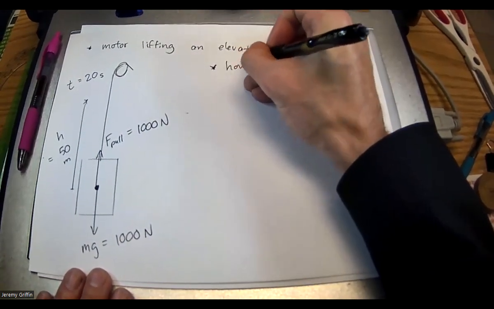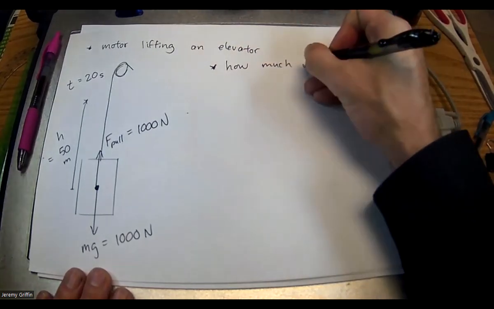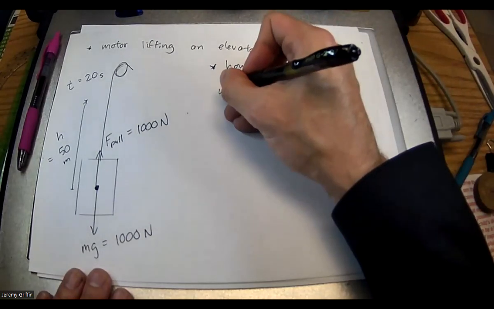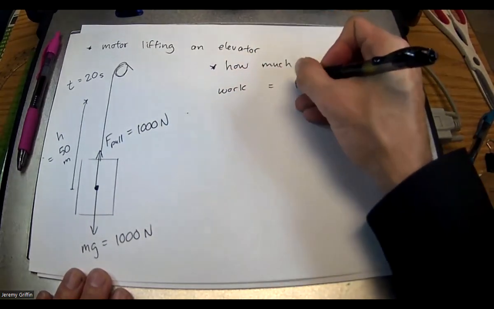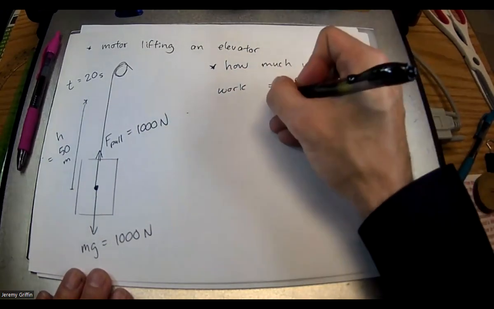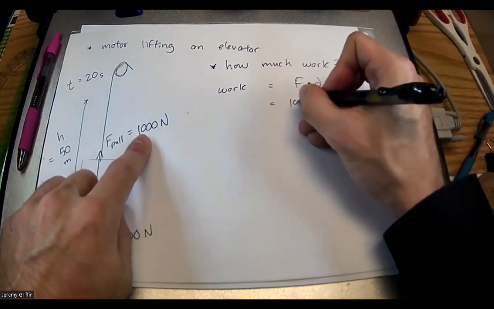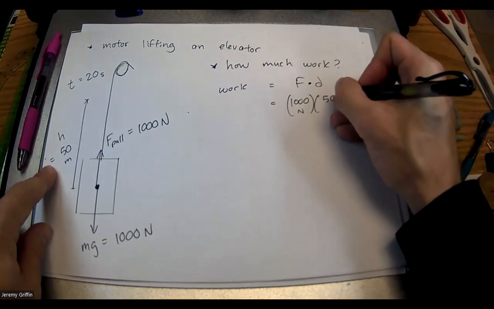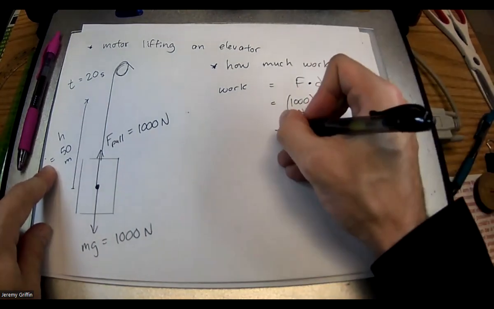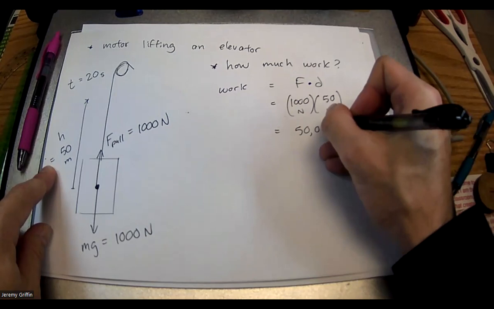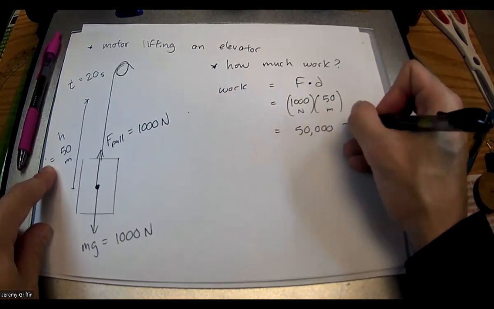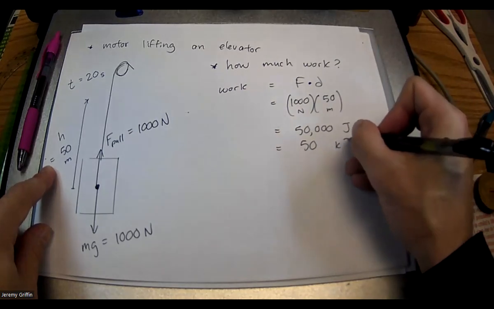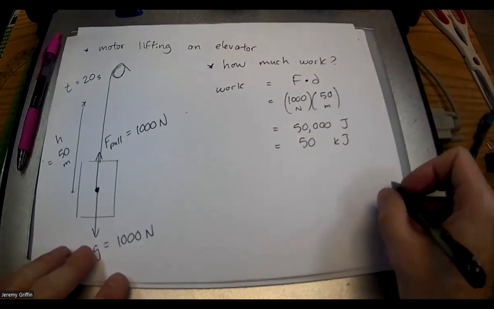How much work was done lifting the elevator? Well, we've got work is equal to force dot distance. The force is 1,000 newtons. The height is 50 meters. Put it all together, getting 50,000 joules. You could also call that 50 kilojoules. Wouldn't that be true? Same thing.